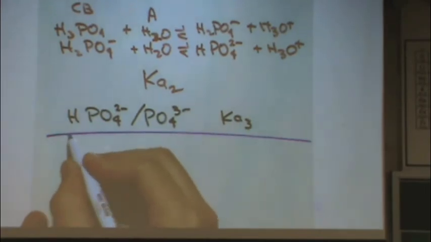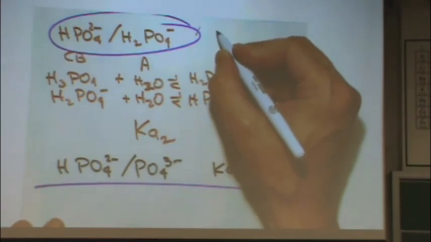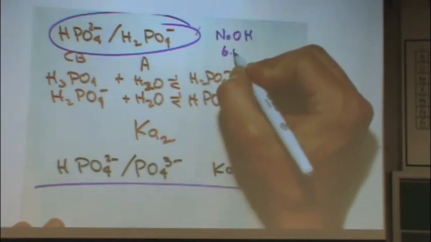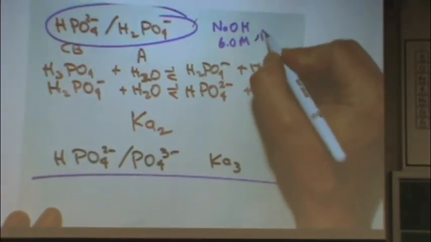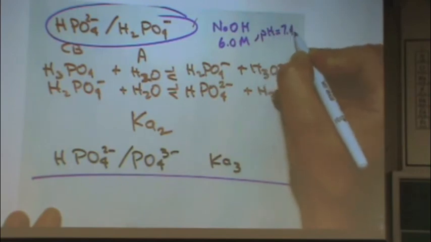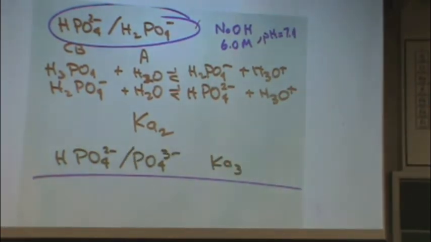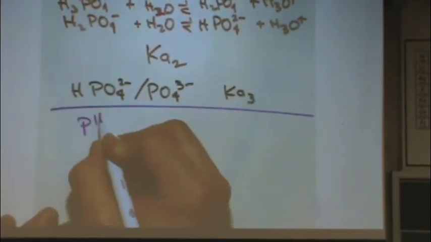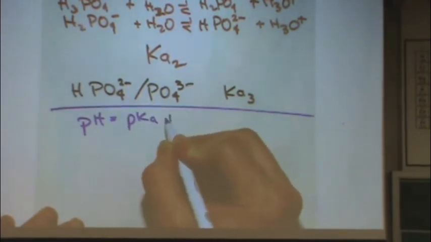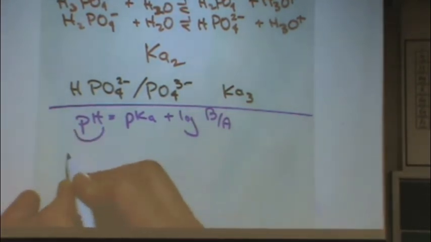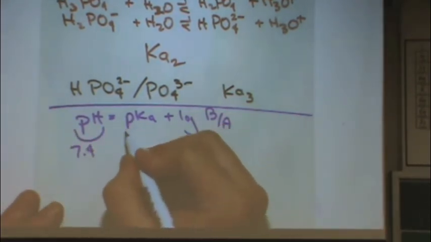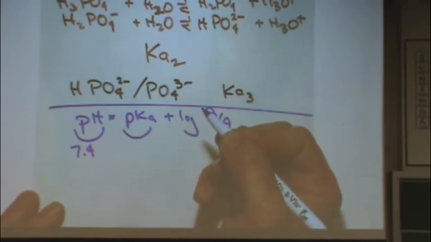All right, I have my buffer stuff right here. There's my buffer. And then I'm adding sodium hydroxide. This is 6 molar. And I want to make the pH equal to 7.4. And I want to know what volume to add to make that happen. Okay, so first I know it's a buffer, so I know I've got pKa plus the log of the base over the acid. I know I've got that equation, okay? I know what this is. This is 7.4. I know what that is.